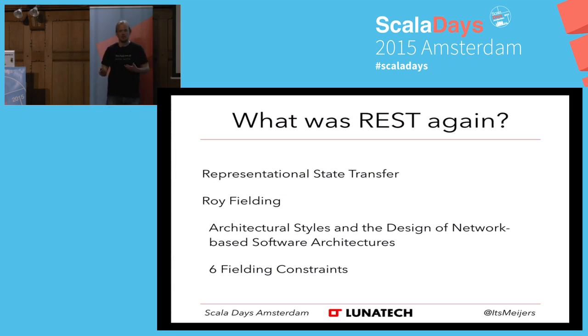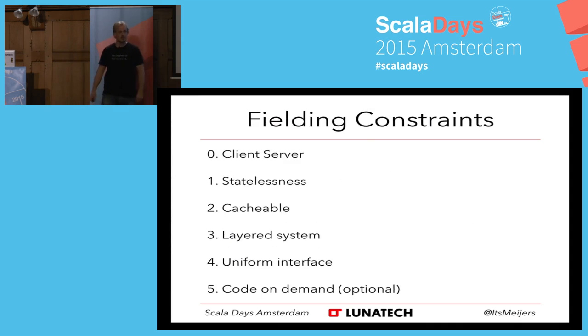And out of this came 6 constraints, which are now known as the 6 Fielding constraints. And if you want to call your web API a true REST API, you have to fulfill these constraints. So what are the constraints?